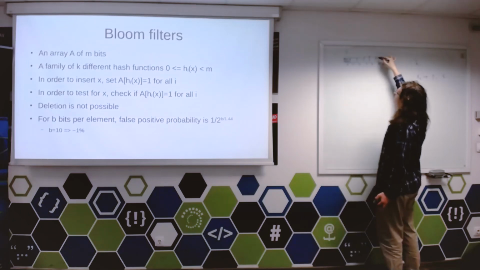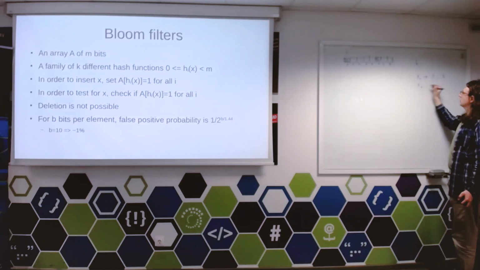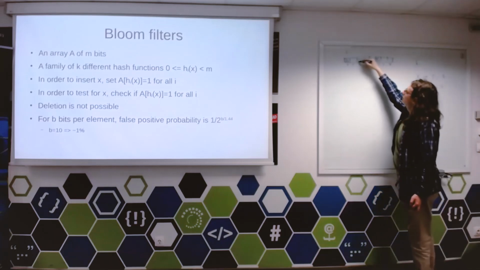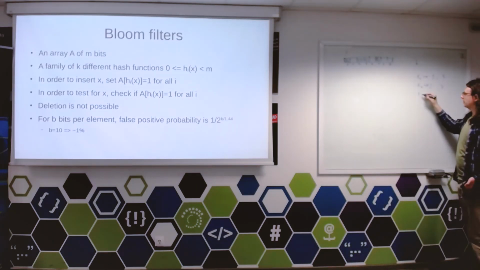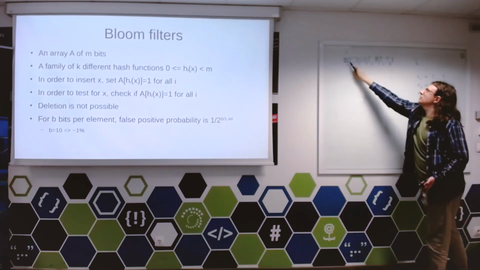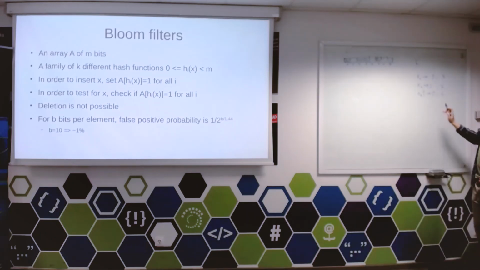So we set bits 0 and 5 to 1. Now we insert x2, which hashes to 2 and 3. So we set 2 and 3. Now we check if x3 is present, and x3 hashes to 0 and 2. So we check. Bit 0 is set, bit 2 is set. Therefore, the filter says that x3 is present.